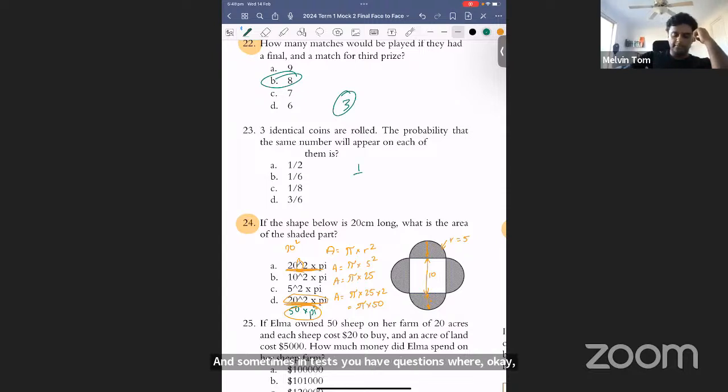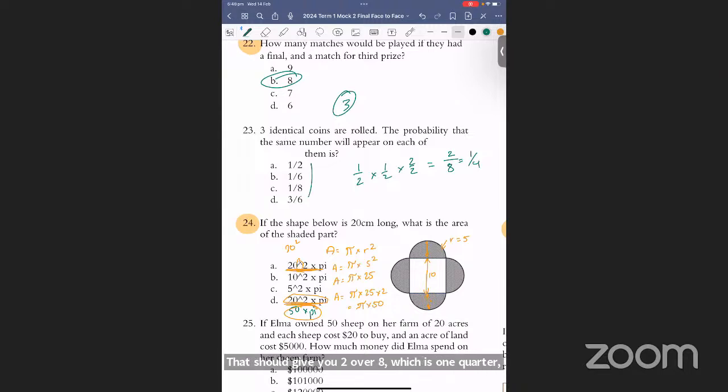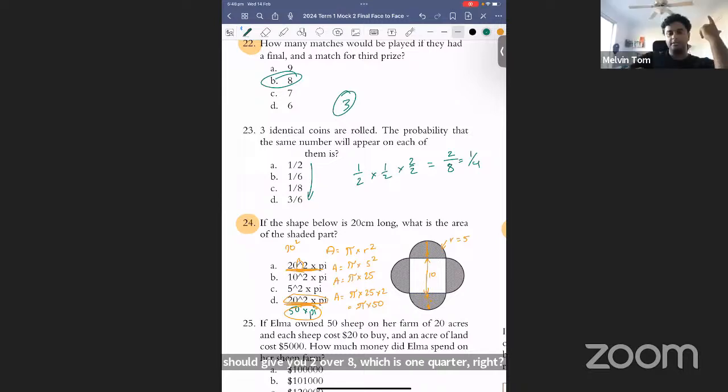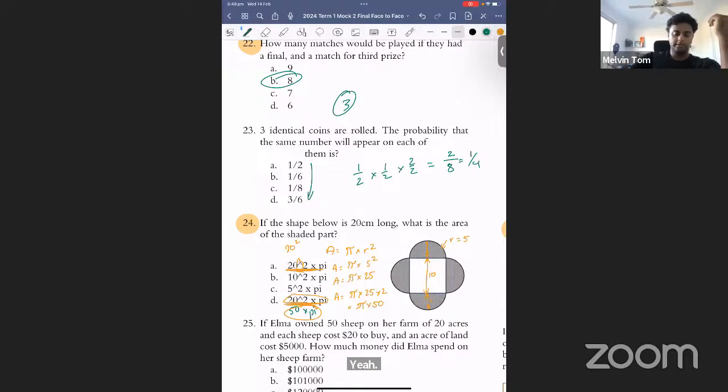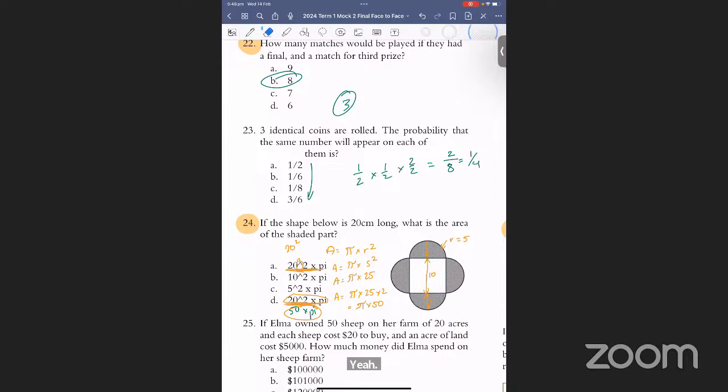But in this question, if you were to do 1/2 times 1/2 times 2/2, that should give you 2/8, which is 1/4, right? And none of the options make sense for that as well. So that kind of directs you into the idea that, all right, it has to be 1/8. Do you get it?